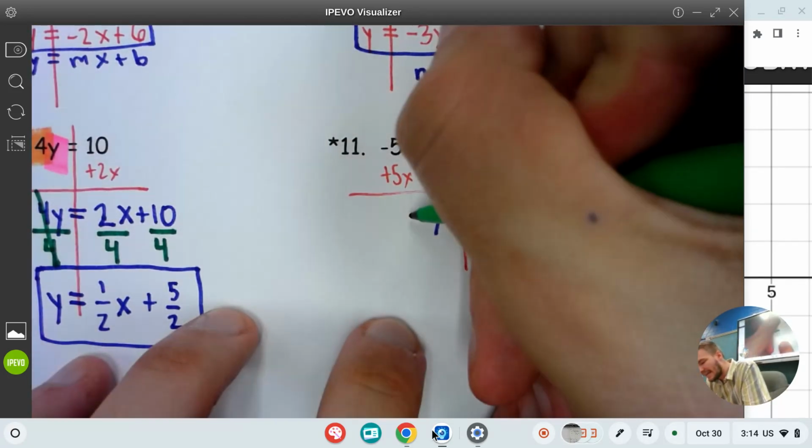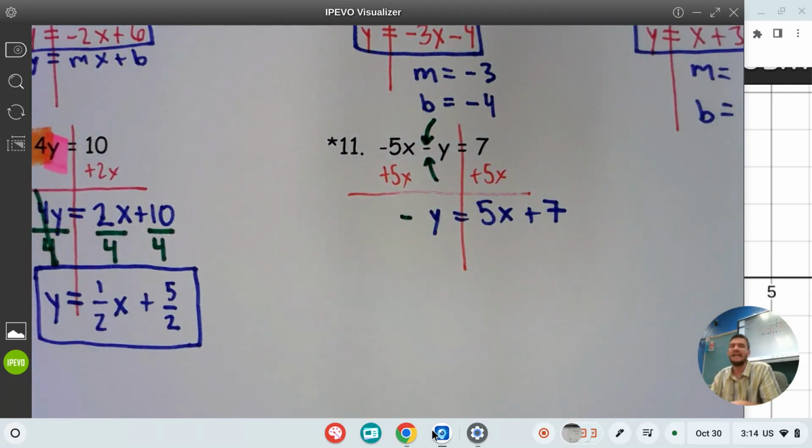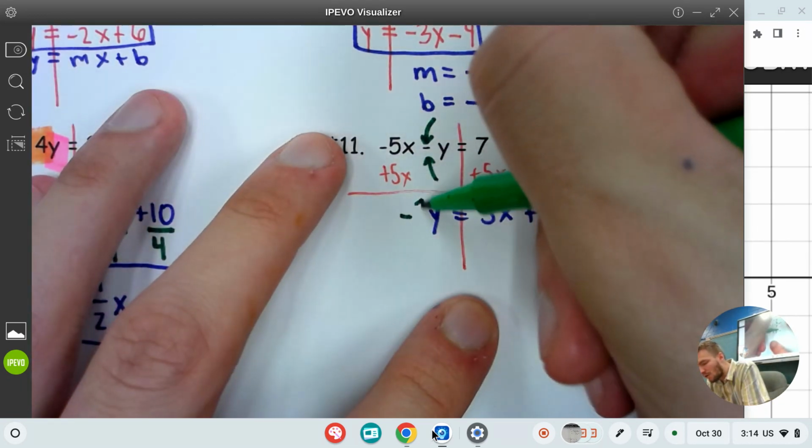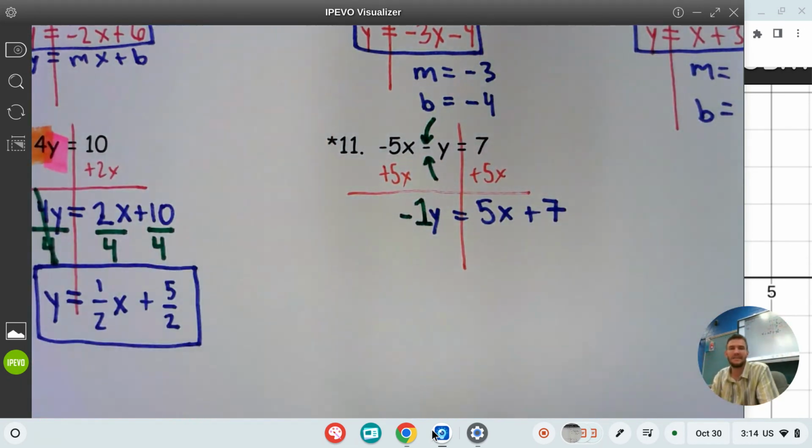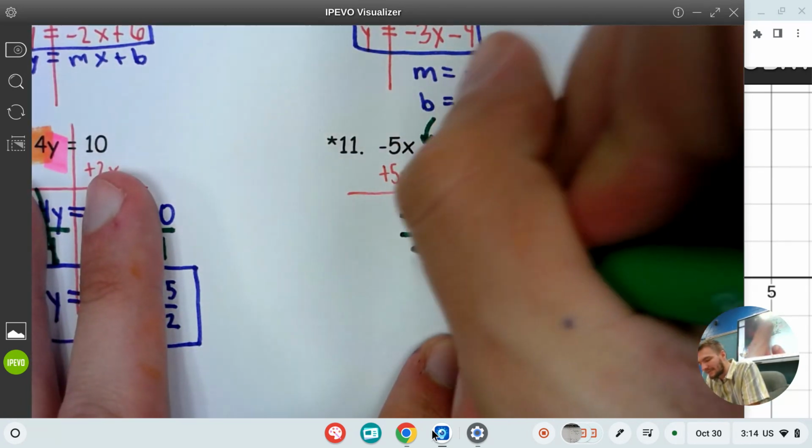It has to be -y. And if you have -y, is the y completely by itself? No, it's a -1y. Nice job, that's excellent. And so, we're not done yet. We have to divide everything by -1. It's going to take us an extra 20 seconds, but that's okay.